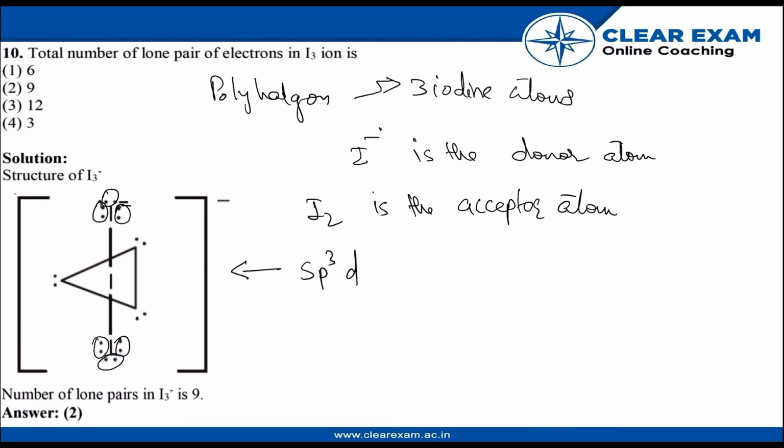Thus the total number of lone pairs of electrons in the structure is 3 plus 3 plus 3, that is 9. So the correct answer to this question is option B, 9.